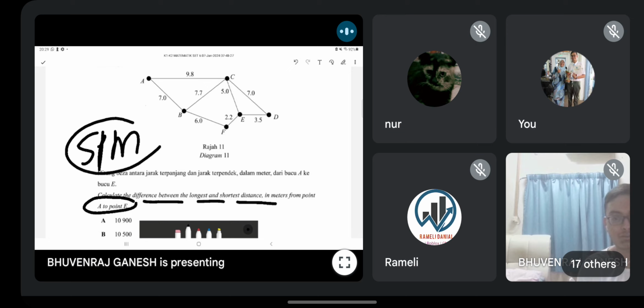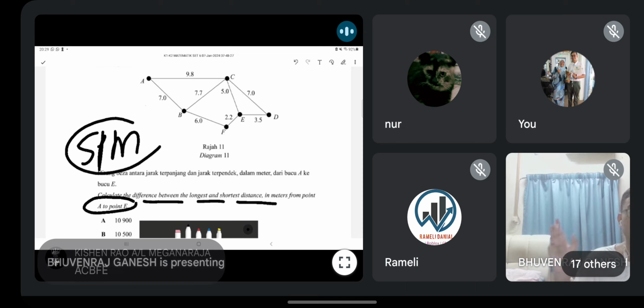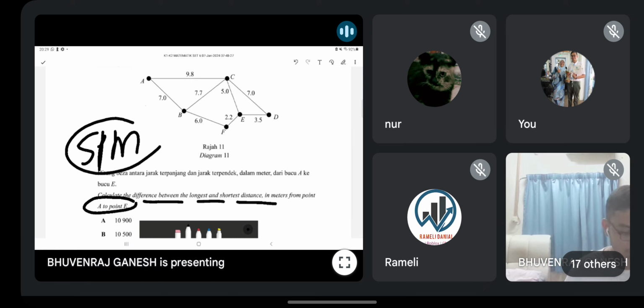So, this is the scenario. A, B, C, D, E for longest. Let me check. A, B, C, D, E. Let me add. 7 plus 7.7. No, A, B, C, D, E is not the longest. Can try again. Anyone else? This one really depends on how you can see the route. If you cannot see the route, it is very difficult. A, C, B, F, E. Yes, correct, Kishan. Kishan's answer is correct. A, C, B, F, E.